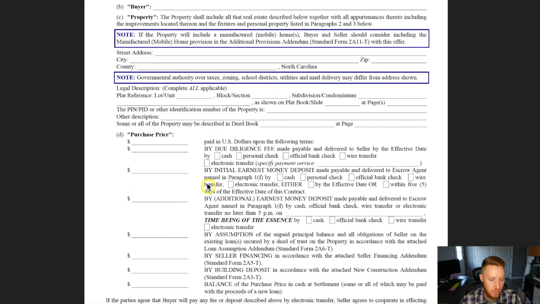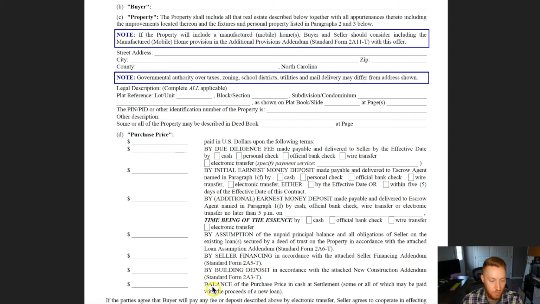As we proceed down page 1, you'll see this first line here is the purchase price of the property, which is your offer. Just below that is the due diligence fee you'll offer. We'll see more details about this on another page, but this is typically payable via a personal check once the contract is signed. The next line down is your earnest money deposit amount. And then the next couple of lines don't typically apply, but you can see there's a line for additional earnest money, assumption, if you were going to assume the unpaid balance of the seller's current loan, if the seller was offering financing, and lastly, building deposit for new construction.